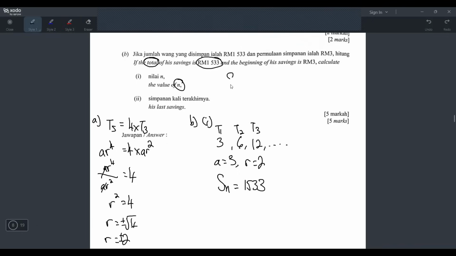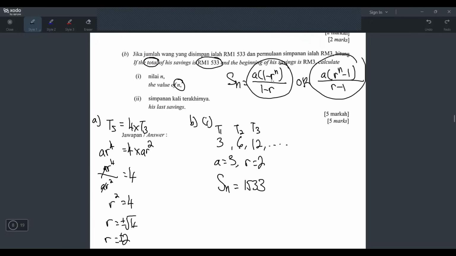But we have to use the Sn formula. Do you know the Sn formula? There are two Sn formulas. One has 1 minus R at the bottom, and the other has R minus 1. If the bottom is 1 minus R, then the top will be 1 minus R power n, and then bracket A. But if the bottom is R minus 1, then the top will be A bracket R power n minus 1. Okay? But which formula will you use? When will we use this one? When will you use this one? You look at your R. If your R is bigger than 1, then you use this one, because if R is bigger than 1, then you have to minus 1. But if your R is smaller than 1, then you use this one.